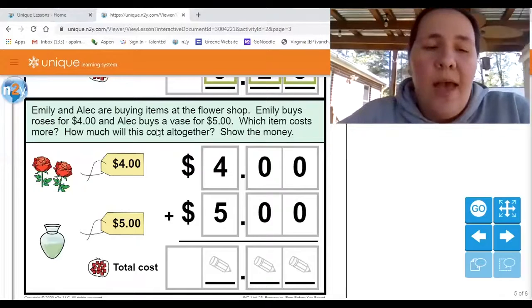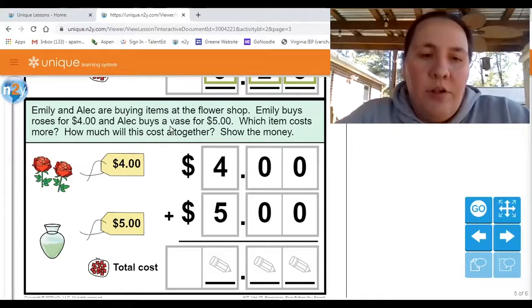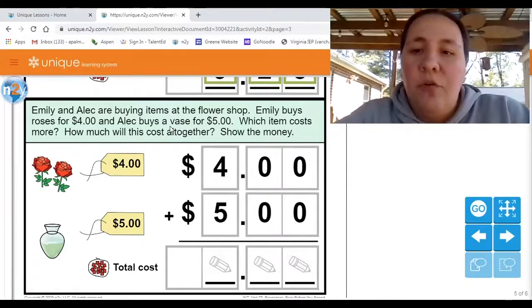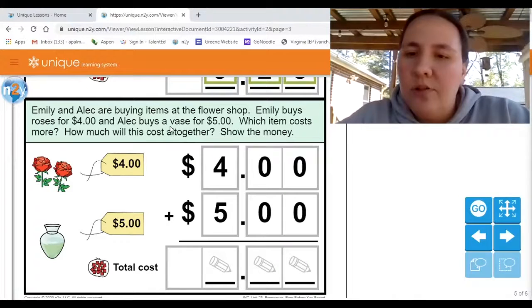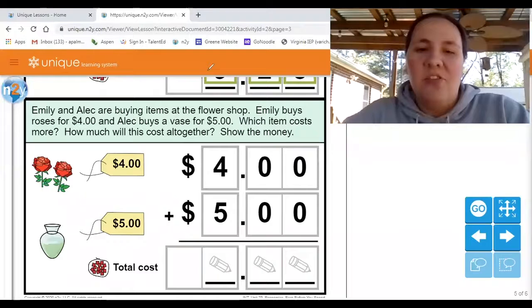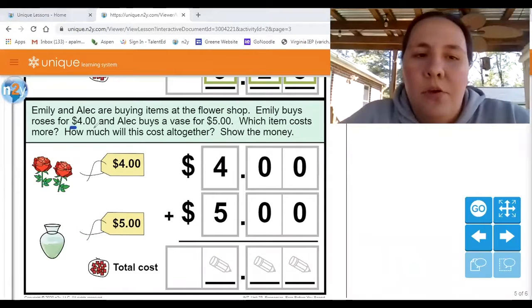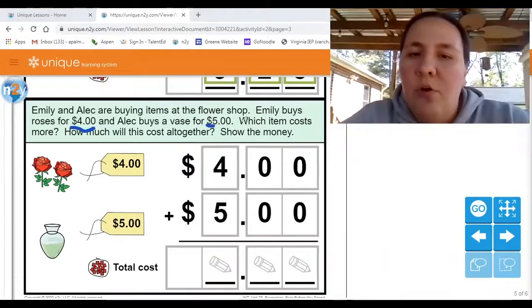So Emily and Alec are buying items at the flower shop. Emily buys roses for $4, and Alec buys a vase for $5. Which item costs more? How much will this cost all together? All right. With your finger, I already see some of my friends doing it at home. With your finger, touch the money that's in the story problem. Touch the money. Beautiful. Some people are on 4 and some people are on 5.